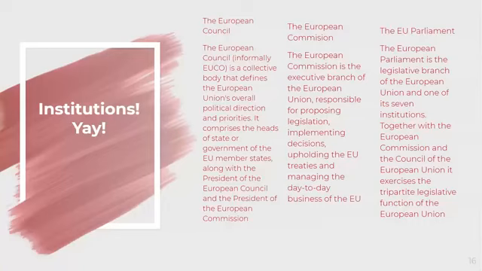The European Commission is the executive branch of the European Union, responsible for proposing legislation, implementing decisions, upholding the EU treaties, and managing the day-to-day business of the EU. To put things in context, the EU Commission is the one that's currently dealing with the Brexit crisis right now. The EU Commission is the organization that has the final say when it comes to legislation. It's like if you combine the Senate and the executive branch together, in layman's terms.